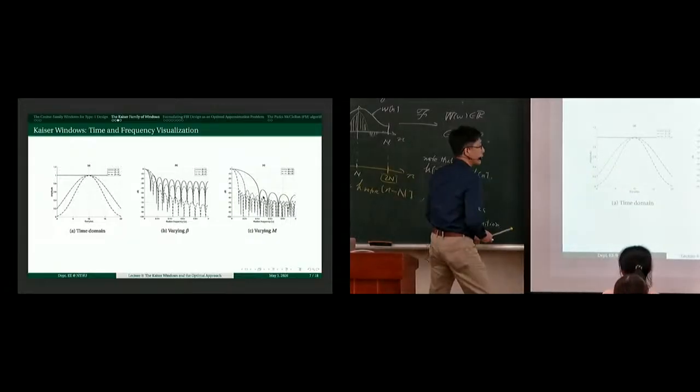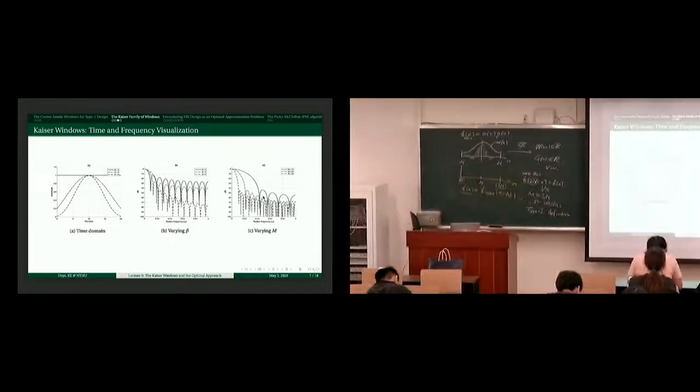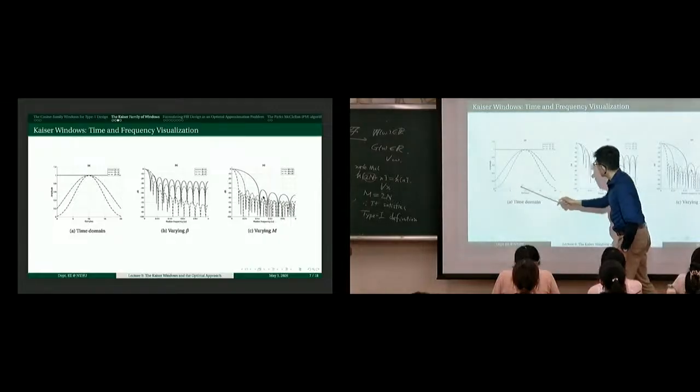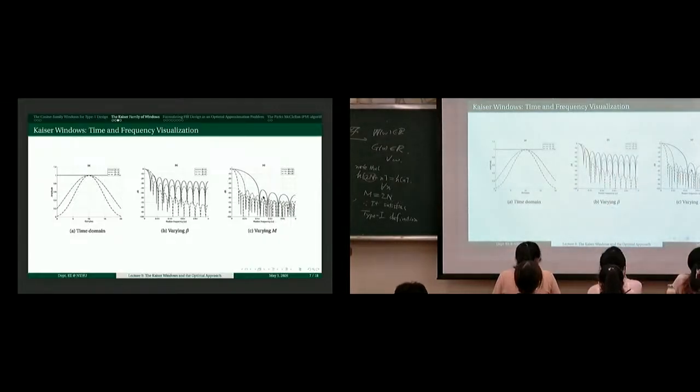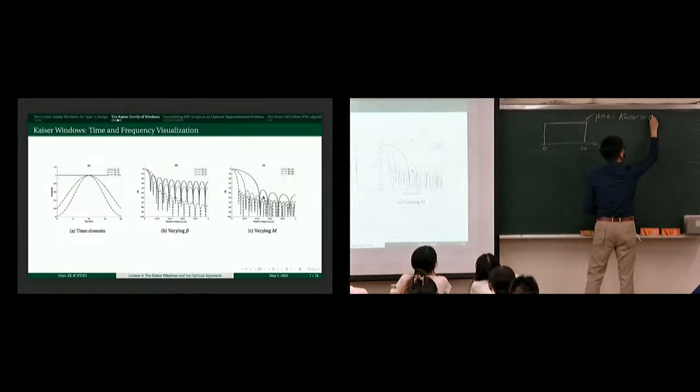Maybe I need to elaborate using the board. Here, let me copy the panel. We have beta equal to 0, and in this example, the duration is from 0 to 20, so 21 samples in total in the time domain, a causal function. Actually, beta equal to 0 is the rectangular window. So when beta is 0, this Kaiser window equals rectangular. That's the first thing to be aware of.